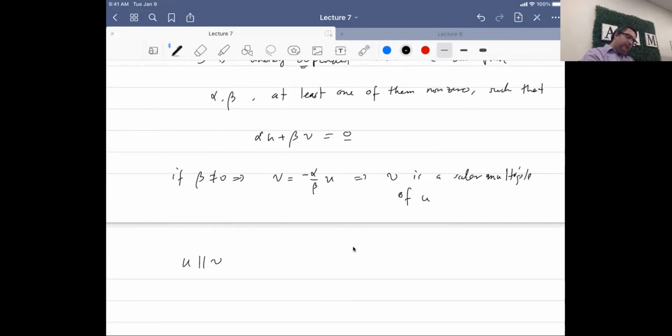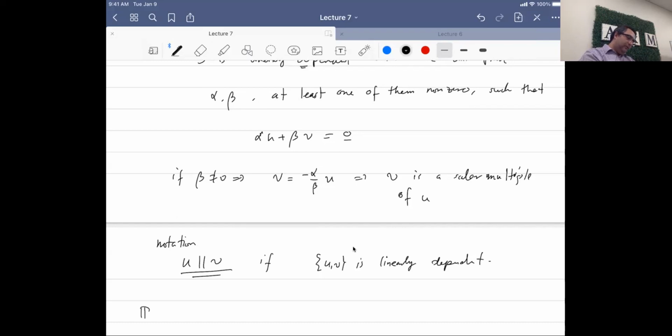U parallel to V. It's a notation. If U, V is linearly dependent. So when one of them is a scalar multiple of the other one, think about it geometrically. A scalar multiple, positive or negative, means these vectors are parallel if we are in R2 or Rn. So that notation comes from the usual.